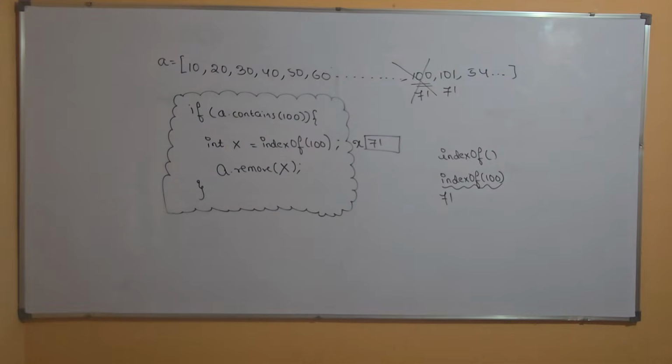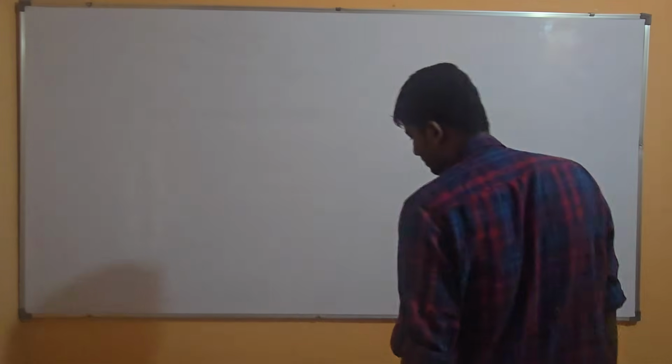Please copy this very carefully. A dot contains of 100 to check for the element. Then int x is equal to index of 100 to get the index number of 100. Then A dot remove of x will remove that element. Please copy this very carefully. Now we have covered all the important methods that are required.